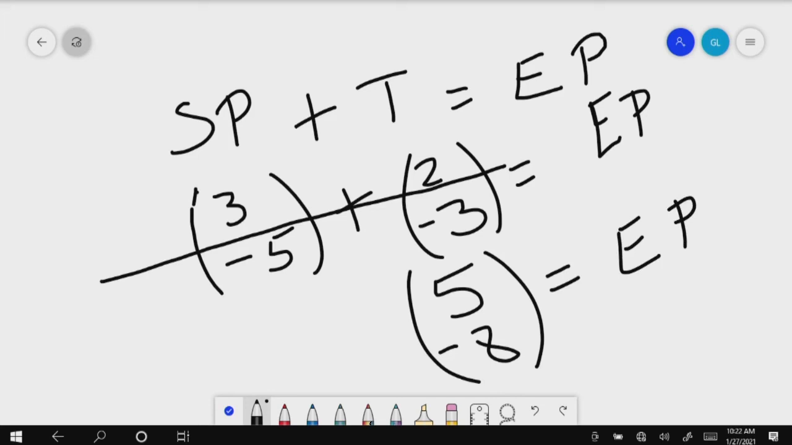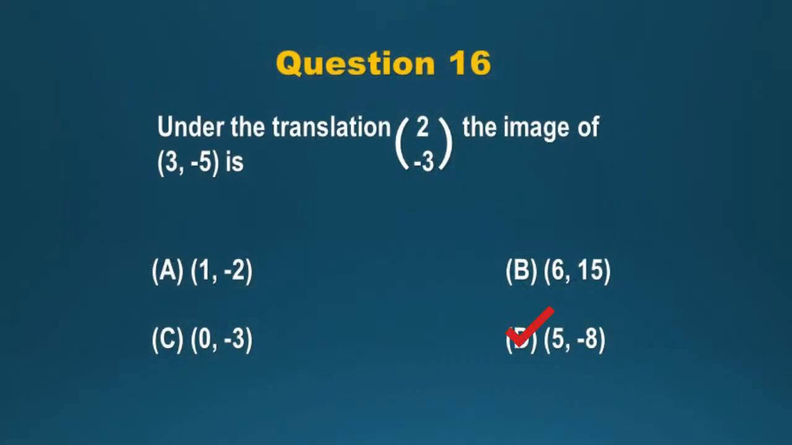Please be careful with addition and subtraction of directed numbers. I know we love our positive values, but we need to be very careful with our negative values as well. Minus 5 plus minus 3, we're continuing along the negative path, so we're summing them. It would not be minus 2 or positive 2. It's a minus 8. So our solution here is (5, -8).